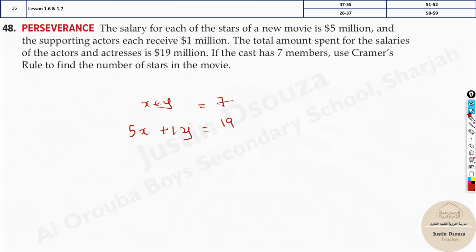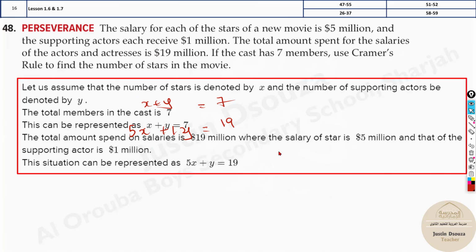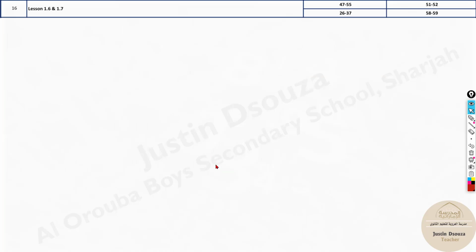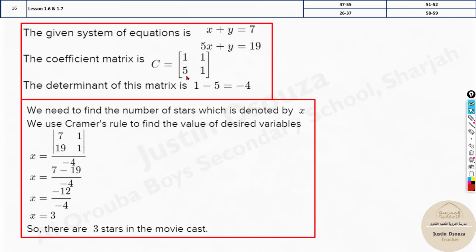So now all you need to do is solve these. Just now we did, right? Cramer's rule, write the coefficients 1, 1, 5, 1. And then over here 7 and 19. See, these are the two equations. And then over here write the coefficient matrix. See, 1, 1, 5, 1, 7 and 19. And then you need to swap. Instead of 1 and 5, write 7 and 19.